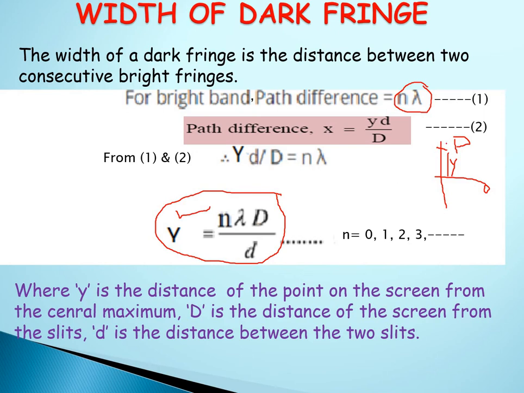So what is this y? The position of a bright fringe on the screen, n lambda D by d. If we substitute n is equal to 0, y is equal to 0, which is that fringe? It is the central bright fringe. When we substitute n is equal to 1, we get the position of the first bright fringe. When we substitute 2, we get the position of the second bright fringe. When we substitute 3, we get the position of the third bright fringe.